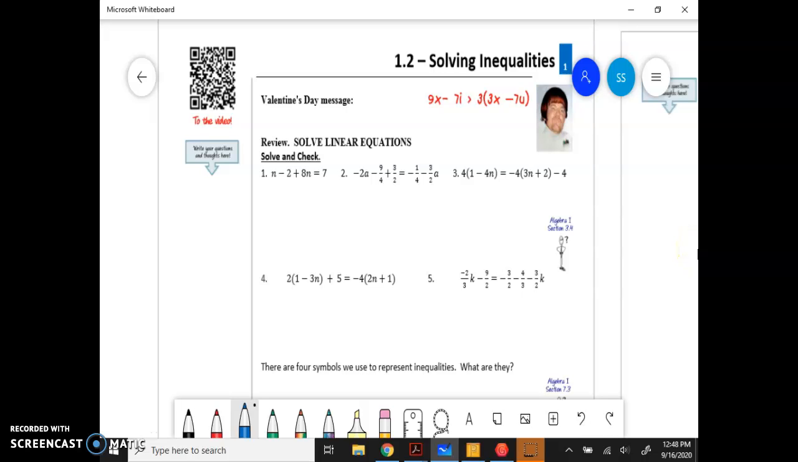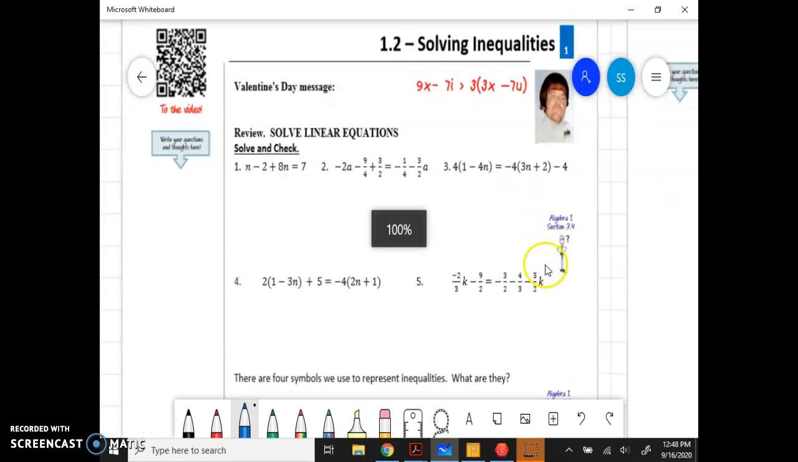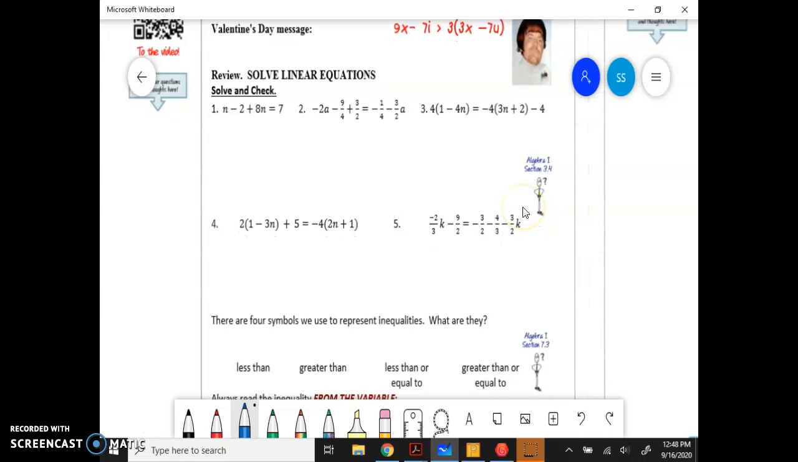Okay, here we go. This is Algebra 2, 1.2, Solving Inequalities. All right, so today we're going to start with just kind of a review of solving linear equations. I'll just do the first couple, and then I'll have you guys pause the video and give these a shot. The first one here, we just have a little multi-step equation.